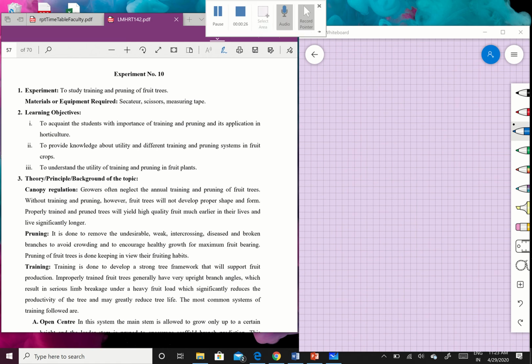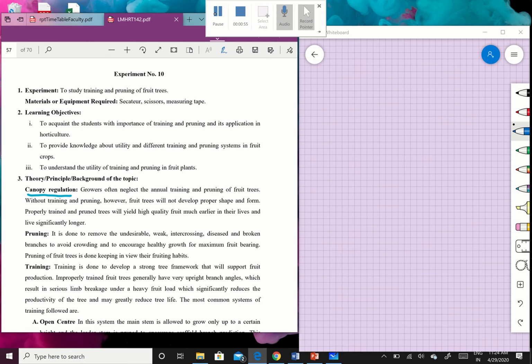In the theory part, let's see the canopy regulation. Training and pruning play an important role in fruit trees, also vegetables, flowers, and all horticultural crops. First is canopy regulation. Canopy regulation means doing proper training and pruning of the fruit trees, maintaining their proper shape and size.